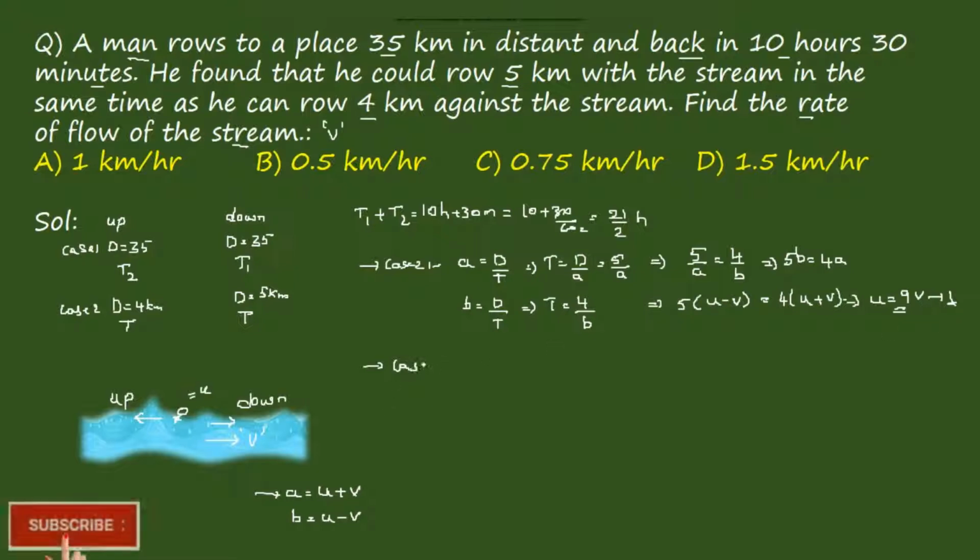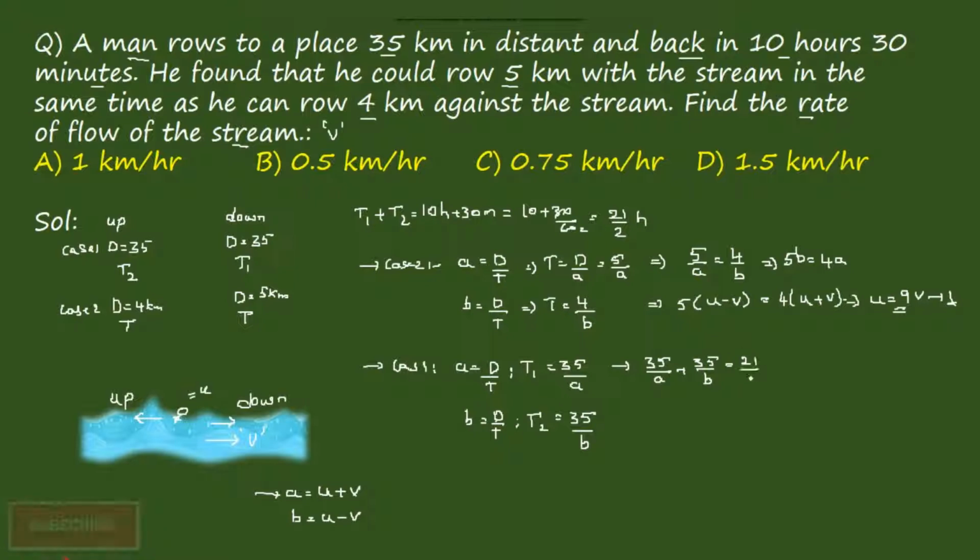If we consider case 1, the distance traveled is 35, and the times are t1 and t2. Considering downstream first, A is equal to distance by time, so t1 is equal to 35 by A. If we consider B, it is distance by time, so t2 comes into the picture, which is equal to 35 by B. We know t1 plus t2 is equal to 21 by 2. So we can write 35 by A plus 35 by B is equal to 21 by 2.